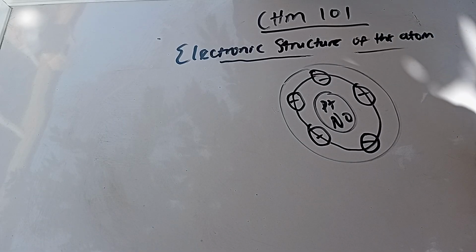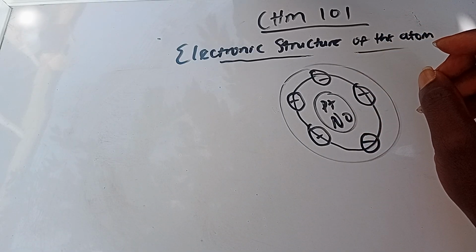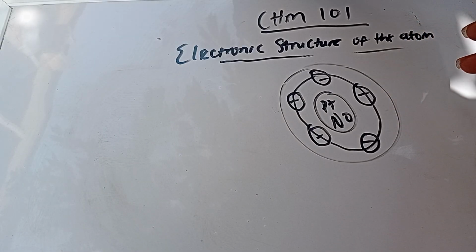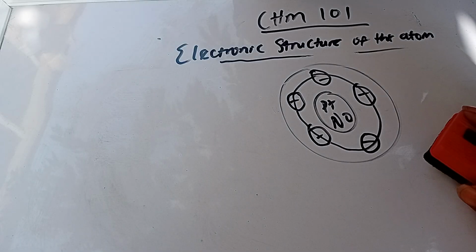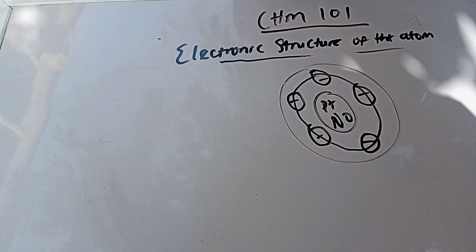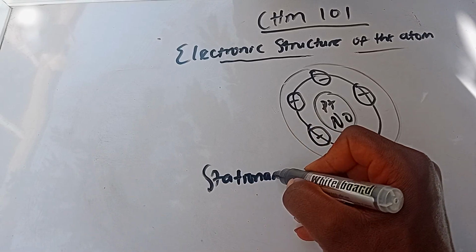Now, in those days, scientists were trying to explain the position and the orbiting of the electron around the nucleus, and they came up with two models. The first model is known as the stationary model.